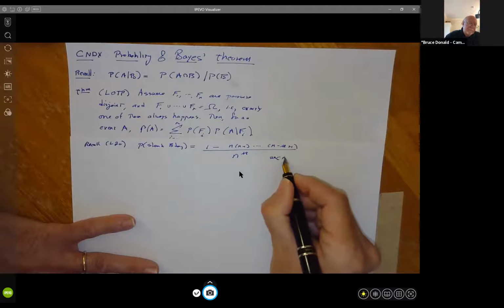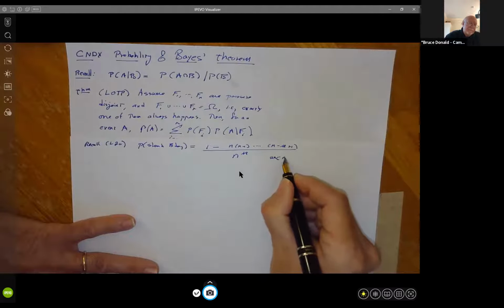And these are mutually exclusive. Either they're twins or they're not. And suppose we have some other event A. I'm using the same terminology as the law of total probability. A is the event, which is there are two students with same birthday in the class.